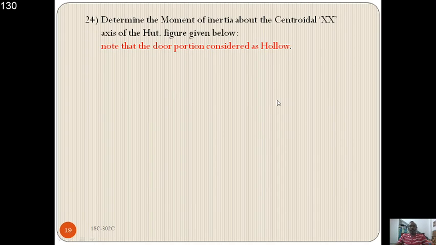Now with this, we are moving to the hollow portions of the circular sections also, for determining the moment of inertia about the centroidal x-axis. The given figure is a hut. In this he has mentioned that the door portion is considered as hollow.